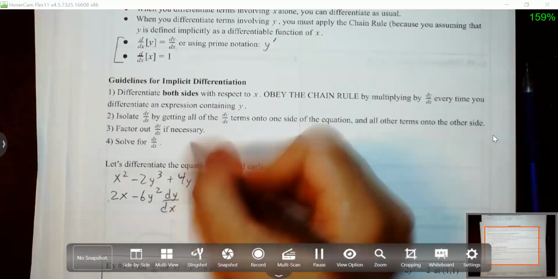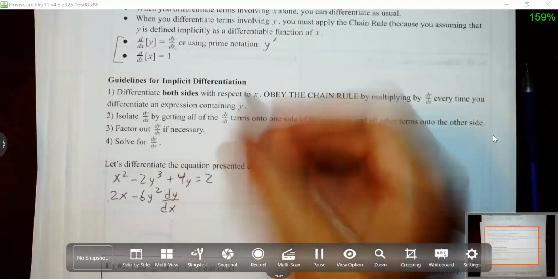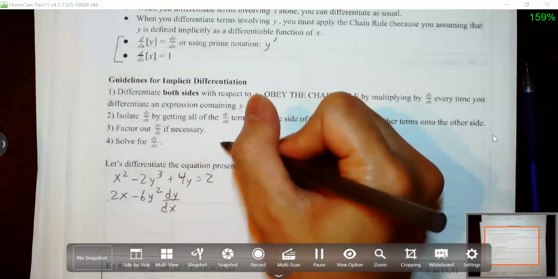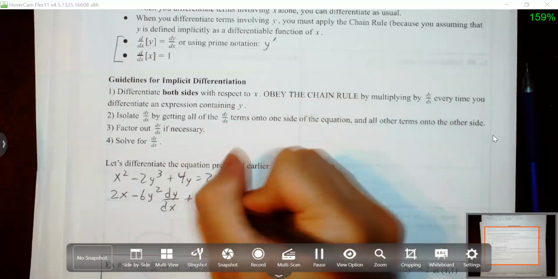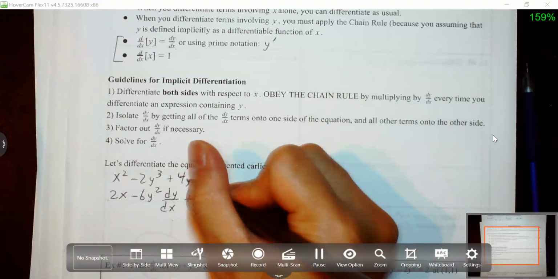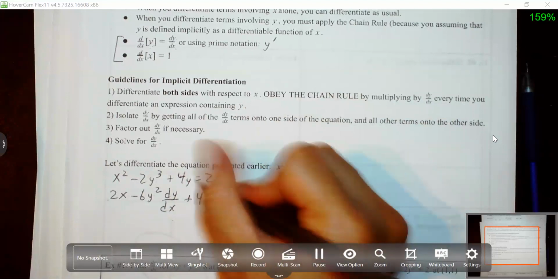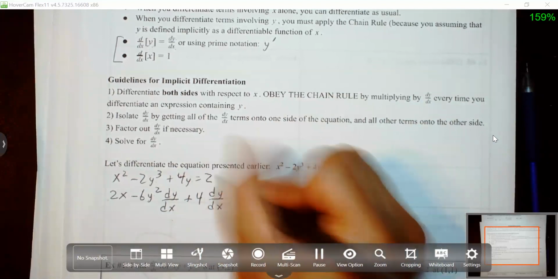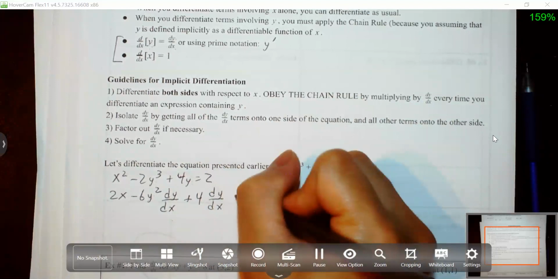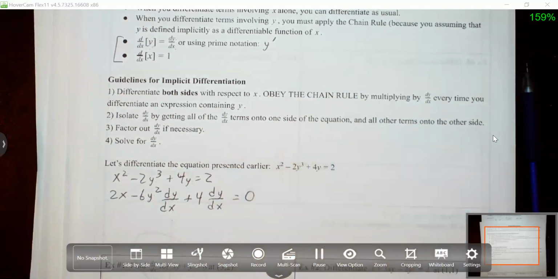Plus, remember that if the derivative of 4x is 4, the derivative of 4y is 4 as well, but then you have to chain because it's a y term. So I do dy/dx, and the derivative of 2 is 0.